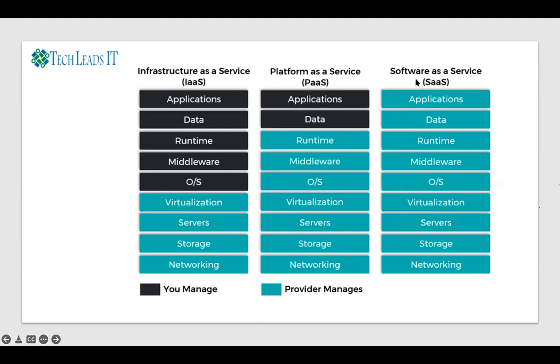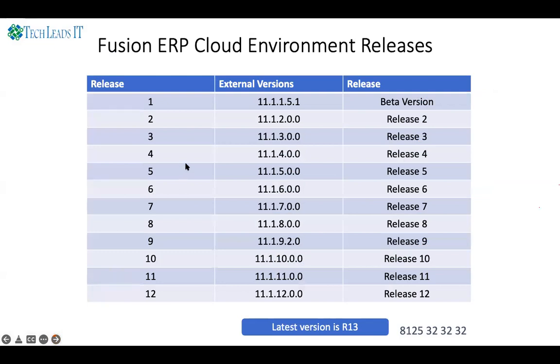Currently we could say software as a service, SaaS, is much more popular as a part of the cloud applications. So these are the different ERP cloud environment releases. We started with release 1 with the versions, and currently we are into the latest version, which is R30.